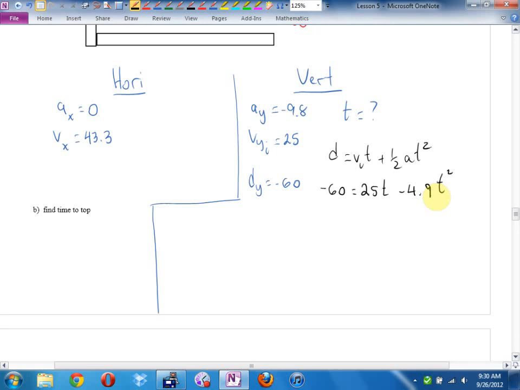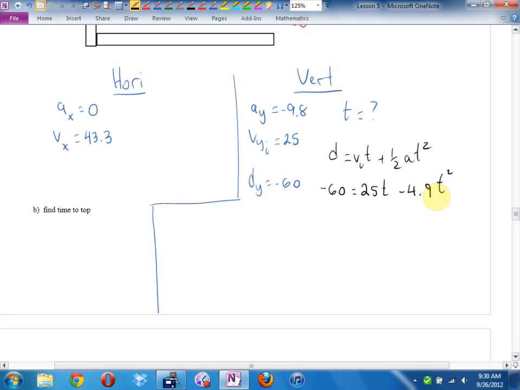What kind of equation is this? It's a quadratic. How do I know? Yeah, it's got a squared. How am I going to solve this? I have to make it equal to 0. This isn't going to factor. It's going to be the quadratic formula.